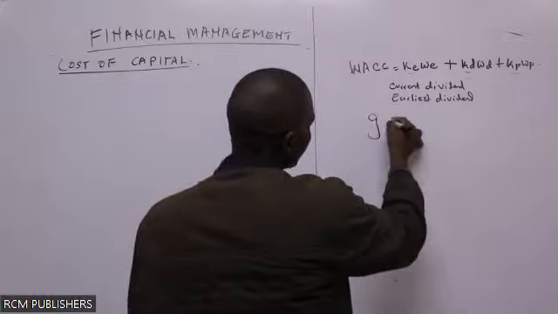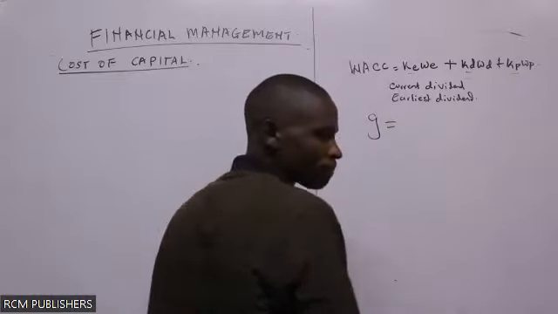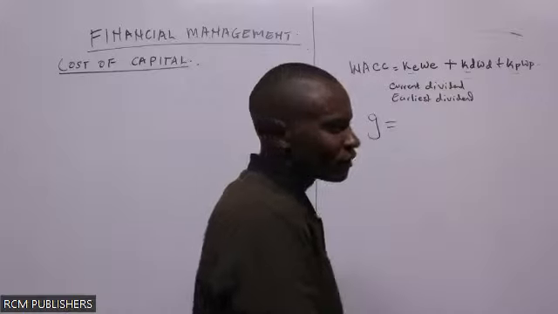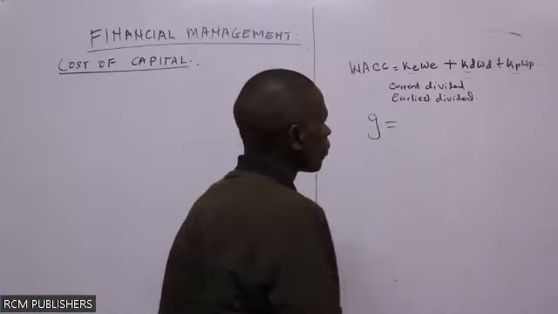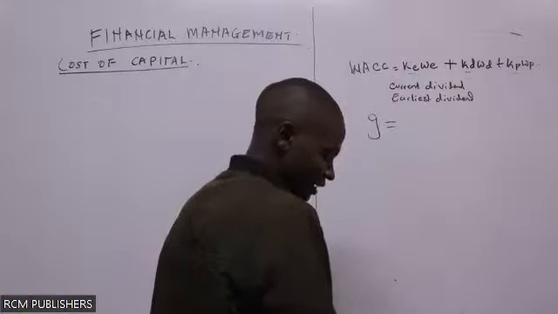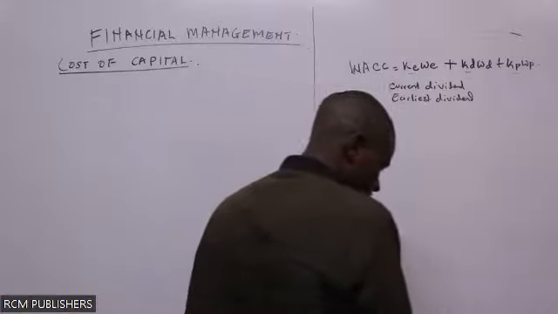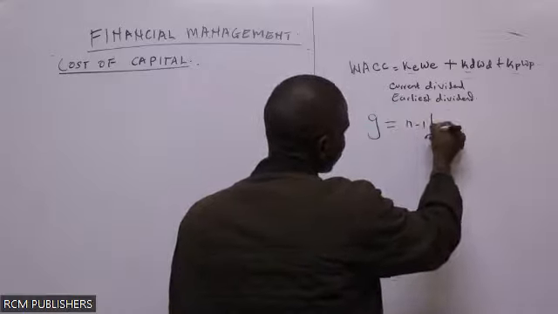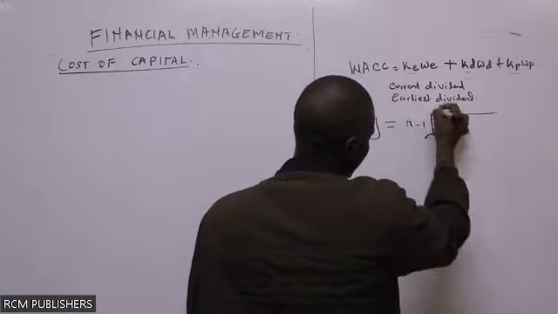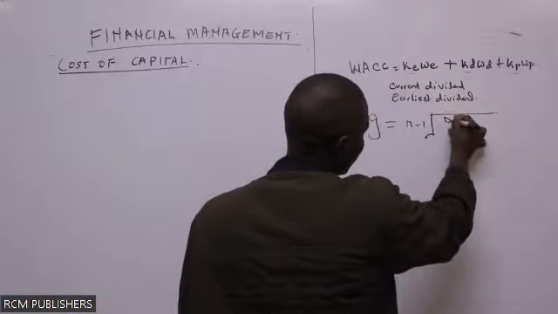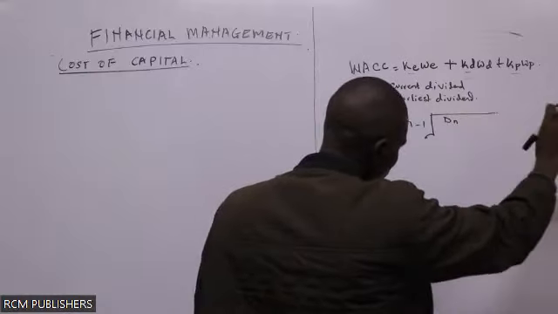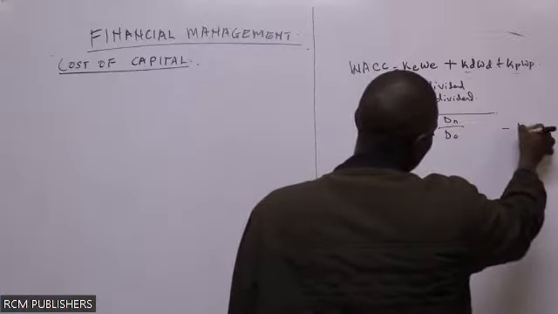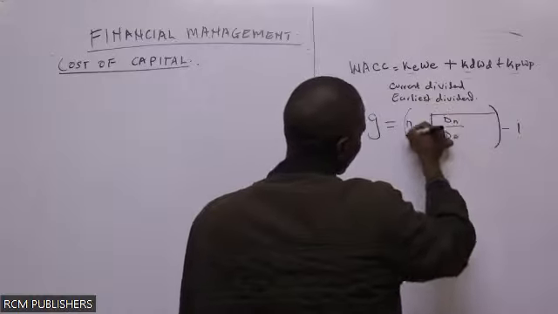Remember, we say growth rate is given by... we have two formulas. I wish someone would do us a favor of reminding us. Remember, I told you that when you are coming up with the growth rate, you have n minus 1, square root of the current dividend, Dn, divided by D0, and then minus 1. But this is after you work on this.